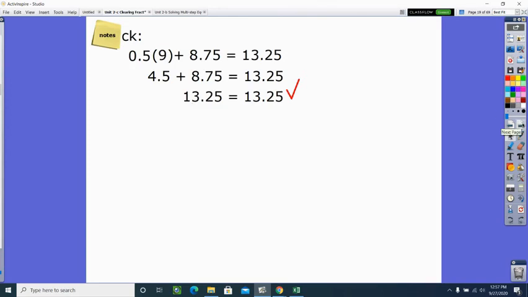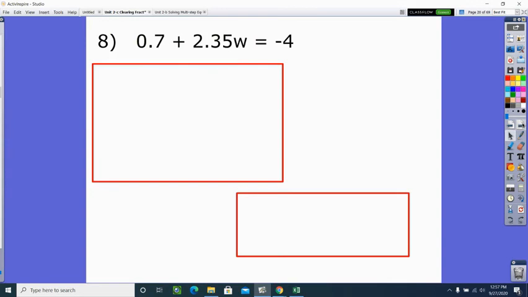I am going to require you to clear fractions and decimals in this unit, but moving forward, it will really only be fractions for the rest of the year. So how about if you pause the video and try to clear the decimals and solve this one, please.